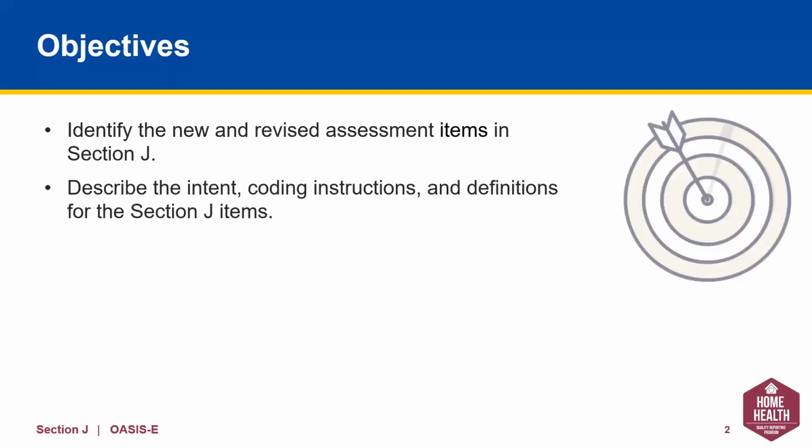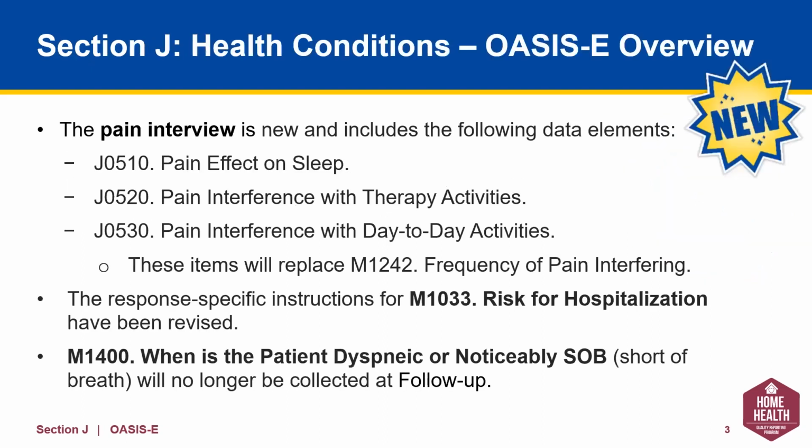Let's begin by reviewing the learning objectives for this session, which are to identify the new and revised assessment items in Section J and describe the intent, coding instructions, and definitions for the Section J items. Section J in OASIS-E has undergone some changes.